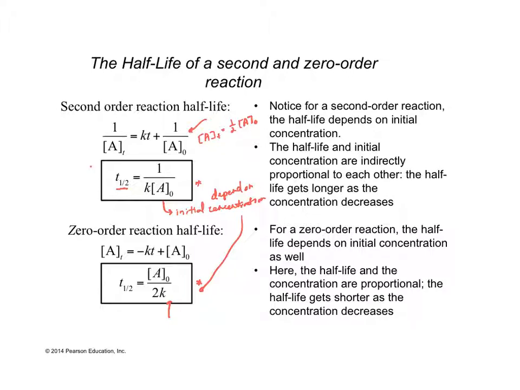So if we look at the second order half-life expression, we have initial concentration that is inversely proportional to half-life, right? So what does that mean? As the concentration decreases, because this guy is inversely proportional, the half-life is going to increase, meaning it's going to get longer, okay? The big ramification for second order reactions is that as the concentration of the reactant decreases, the half-life actually starts to get longer and take longer overall, okay?